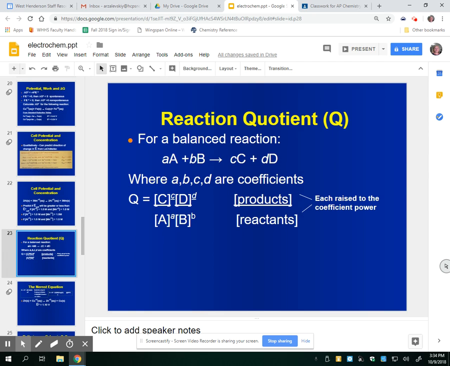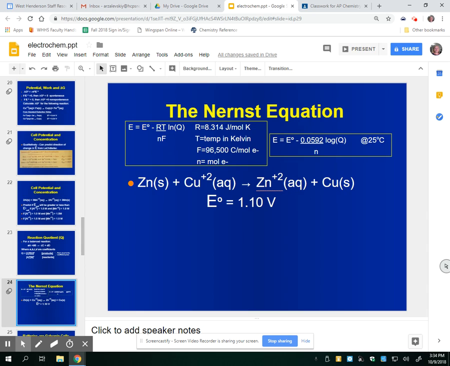Now, this plays an important role in the Nernst equation. The Nernst equation is not given to you on the reference materials, and you will not have to do exact calculations using the Nernst equation. But you can use the Nernst equation and what it tells us to give a backbone to the predictions that you came up with from Le Chatelier's principle.